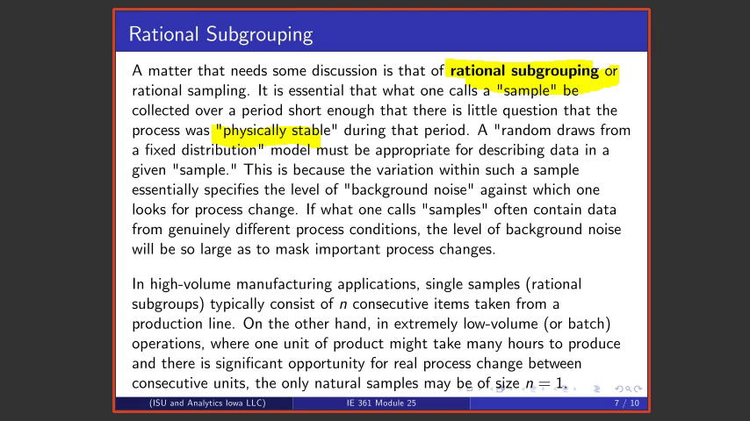In some contexts, it's perfectly reasonable to take several items during a time period and say these should adequately represent the entire time period. On the other hand, in extremely low volume contexts, it may be that the only natural sample size is a 1, and that there really is no way to do rational subgrouping. We'll in a few modules have something to say about how to do control charting based on sample size 1. But the point here is if you're going to process data to make a plotted statistic, you are essentially saying those data all represent the same fixed set of physical conditions.